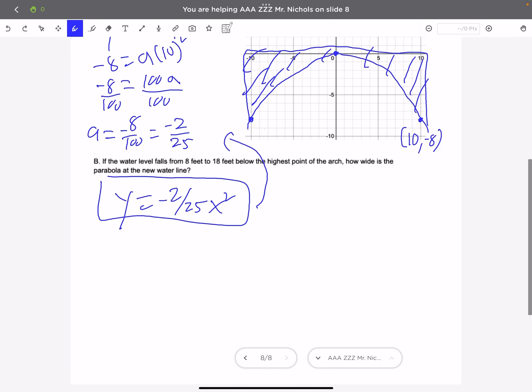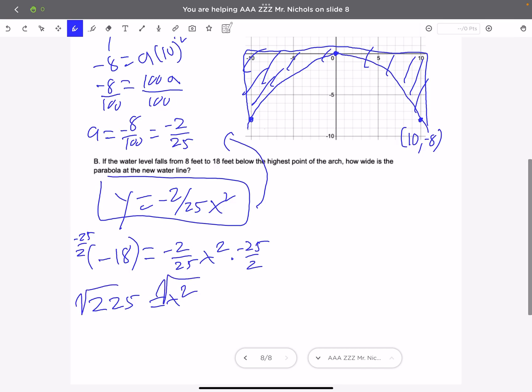Now, if the water level falls from 8 feet to 18 feet below the highest point, how wide is the parabola at the new water line? So now our new y is no longer negative 8, it's negative 18. It's equal to negative 2 over 25 x squared. So I would just multiply by negative 25 over 2 on both sides. And when I do that, that becomes negative 9 times negative 25, which is equal to 225, equal to x squared. Now I do square root, so x is equal to 15 or negative 15, right?